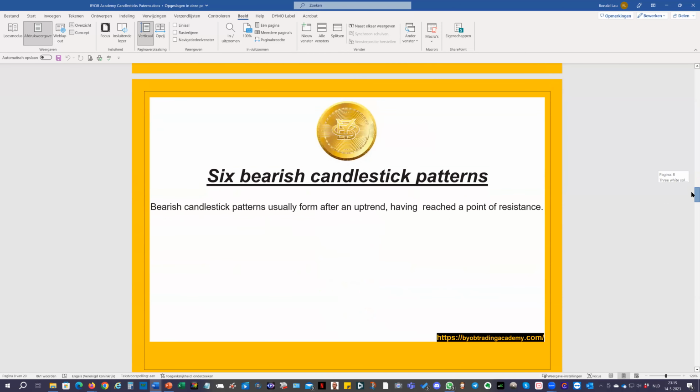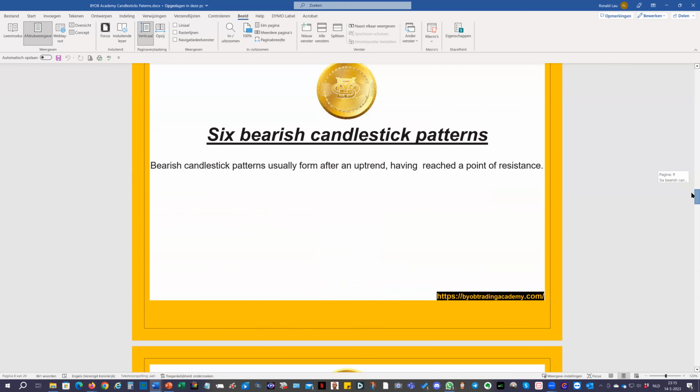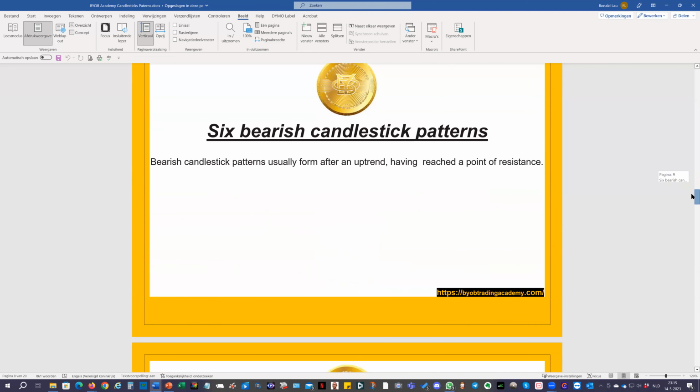And then we have bearish. Now I will hand over to Mr. Law as he quickly explains these bearish candle patterns.